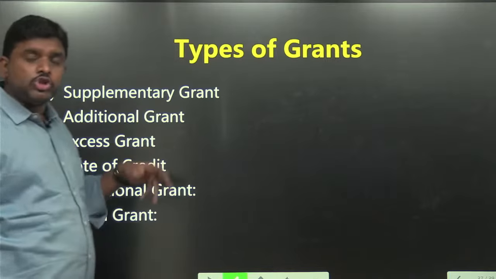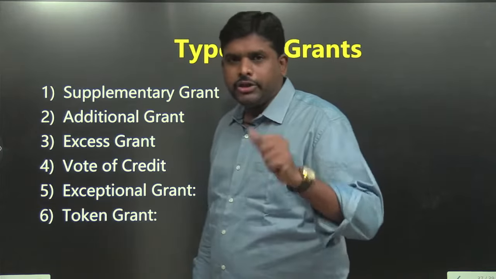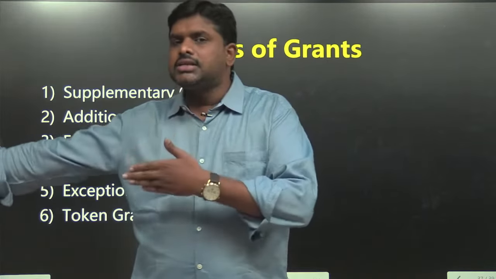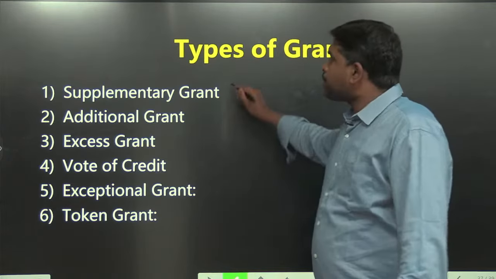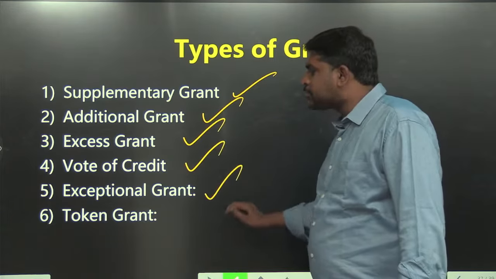Types of grants. This is also news in the month of March. Now also it is in the news. My monitor is just on that side, so that is the reason I will be looking at that side. Types of grants: supplementary grant, additional grant, excess grant, vote of credit, exceptional grant, token grant.